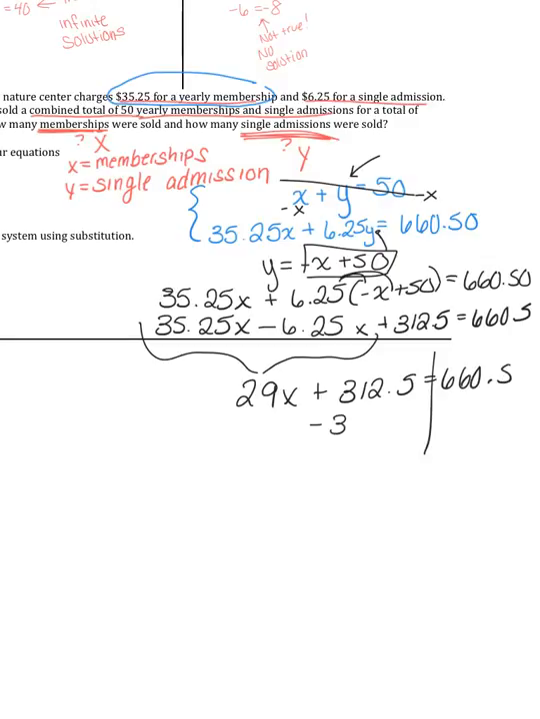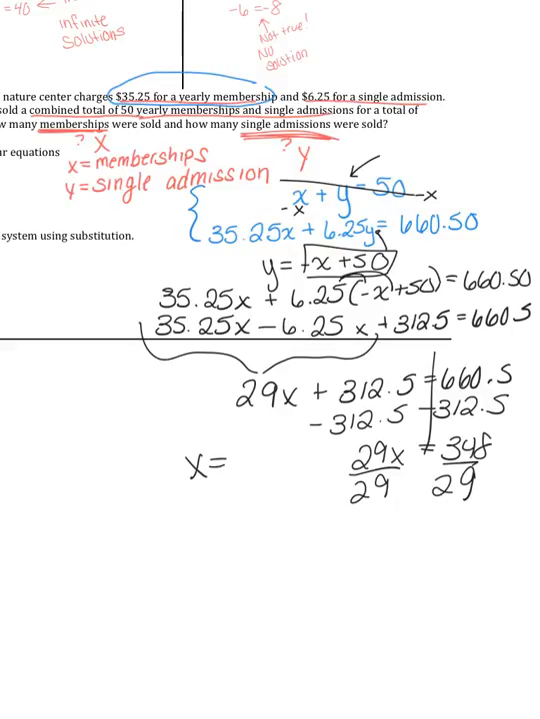And then I'll subtract 312.5 from both sides. And I get 29x is equal to 348. And finally, divide everything by 29, and I get a value of x being 12. So that means that there were 12 memberships sold.